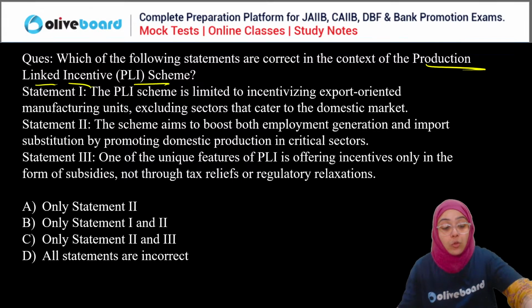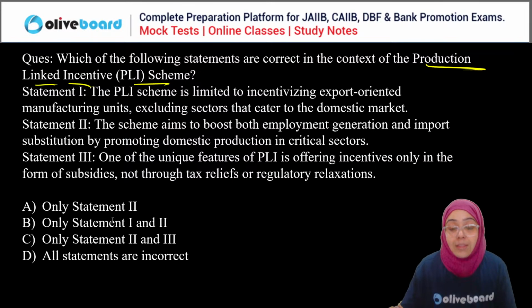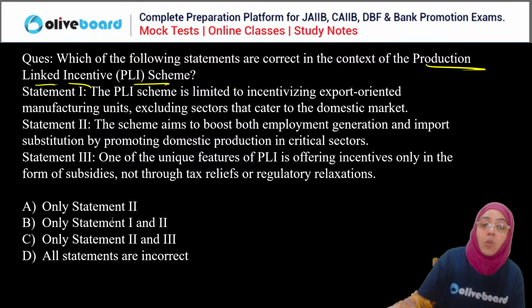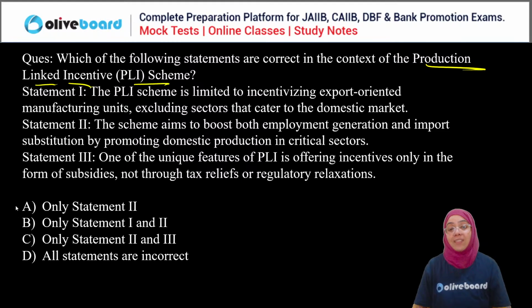Very easy. I have told you what the production linked incentive scheme is in the last class, in the evening class. Very easy question. You can all answer this question. Everyone, just read the question carefully. You can easily judge and answer it. There is nothing complicated in this question, only the question is lengthy. So now you are saying C. Jeeta is saying B, first and second, and everyone is saying C, second and third is the correct statement. We have to choose the correct statement. Sunil is also saying C.